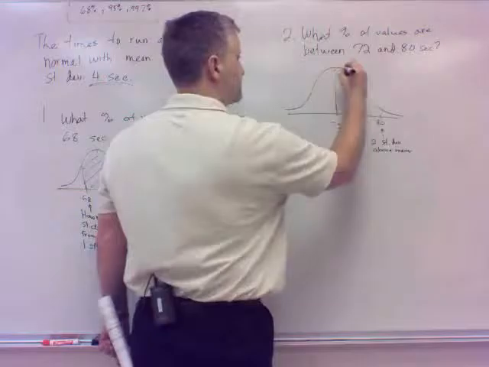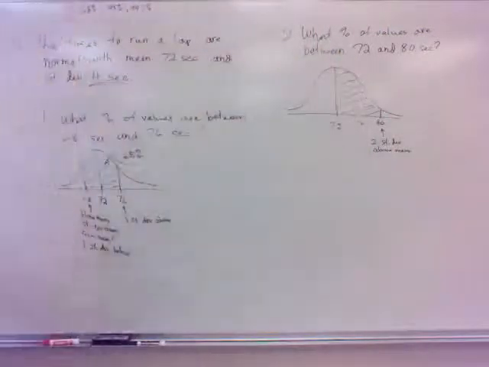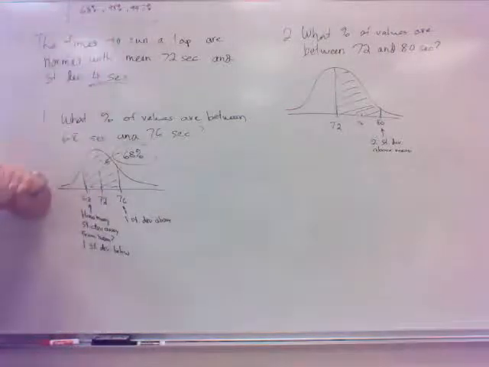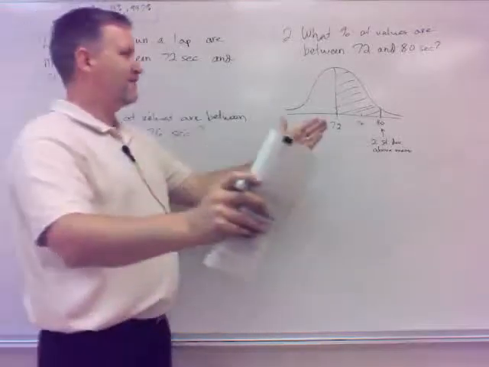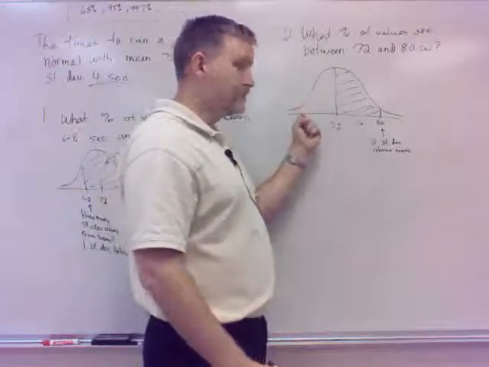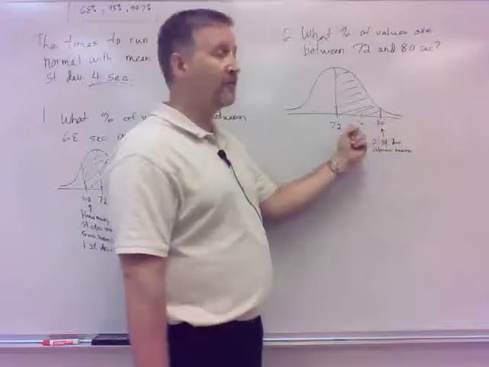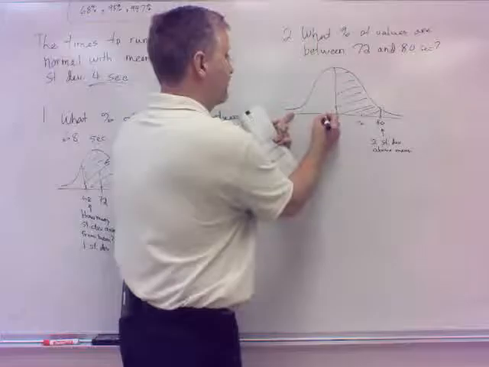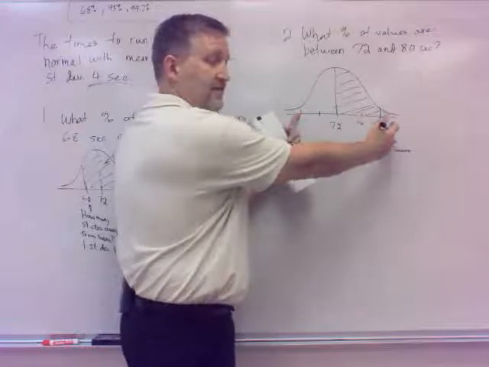So I want this percentage here. Now, which percentage up here has to do with 2 standard deviations away? It's the 95. However, the answer here is not 95. Why not? Because 95 goes from 2 standard deviations below to 2 standard deviations above. I'm only going to the above part. You see what I'm saying? The 95 would go from 2 below to 2 above. I don't want that part.